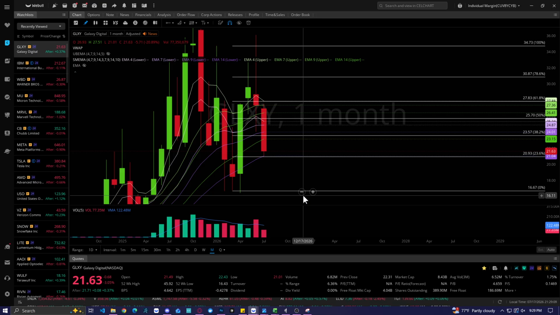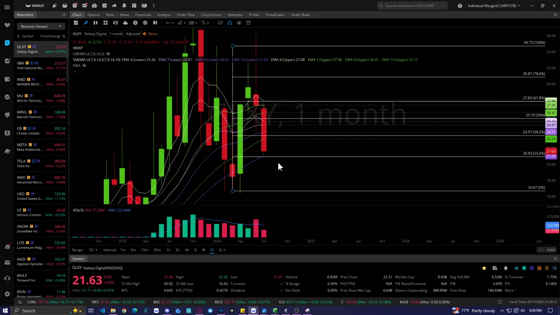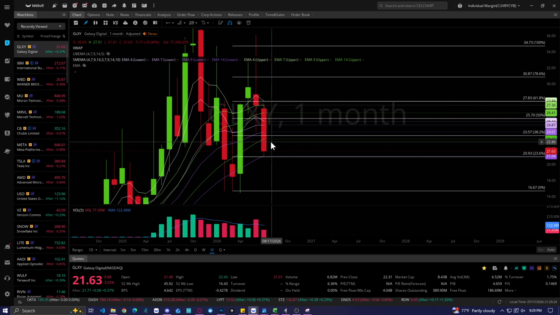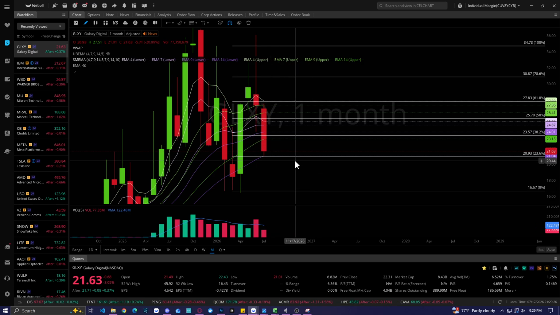Usually you want to see it run against this green EMA three months in a row. So if it closes below this EMA this month, and then next month it runs into it again, and then the third month it runs into it again and might close below, then that's bearish. It's going to sell off. So yeah, it's definitely something to watch.